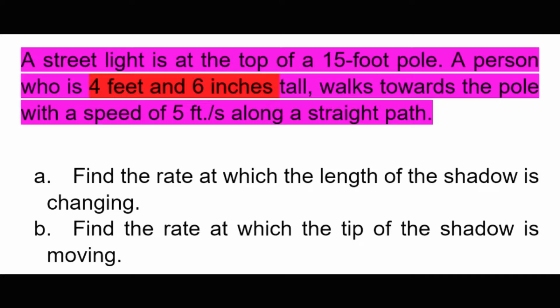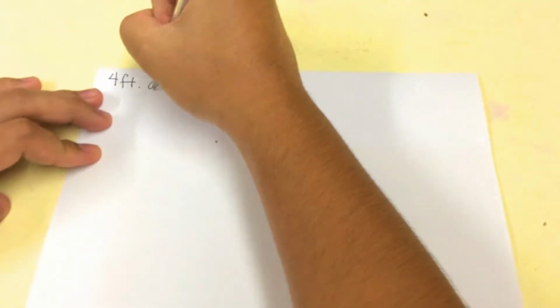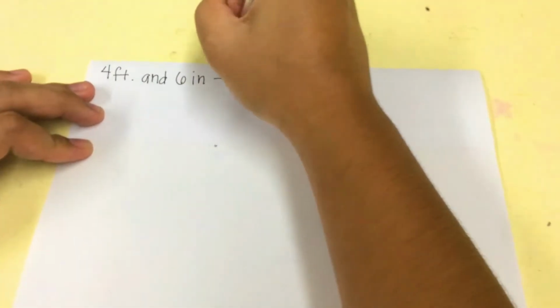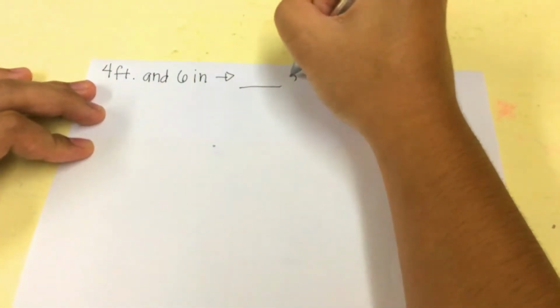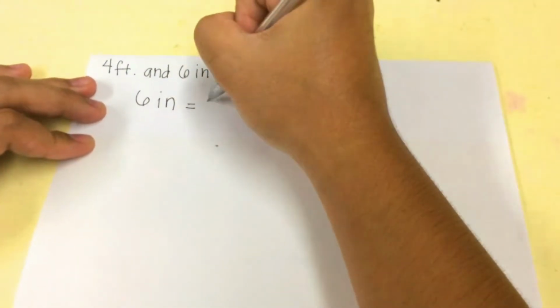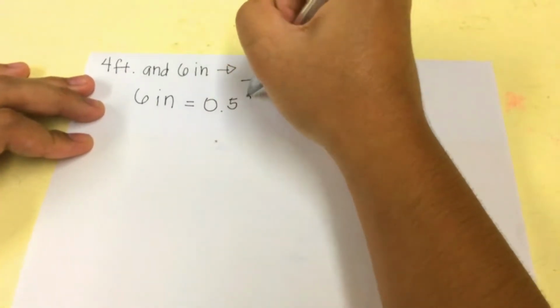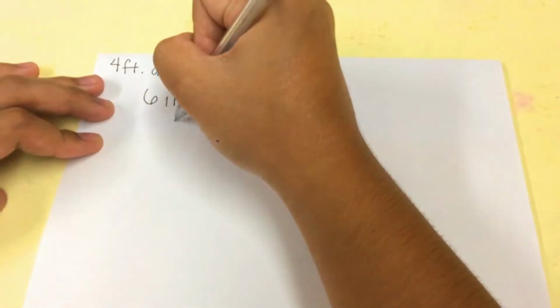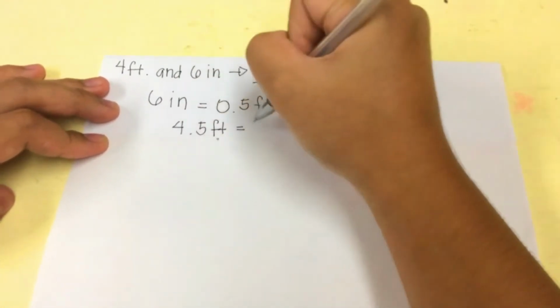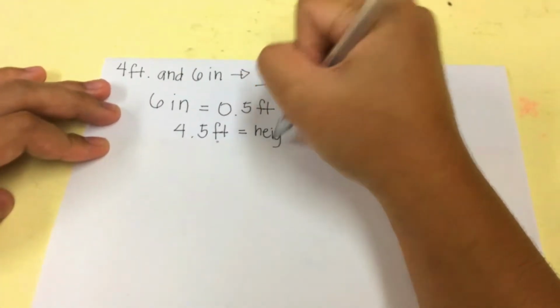Before we proceed, take note of all of the measurements. Notice that all of the measurements are in feet except for the height of the person. So what we will do is convert the height of the person, which is 4 feet and 6 inches, into feet. Since the 4 feet is already in feet, we only have to convert the 6 inches, which is equivalent to 0.5 feet. So 4 feet plus 0.5 feet will be 4.5 feet, which is equivalent to the height of the person.